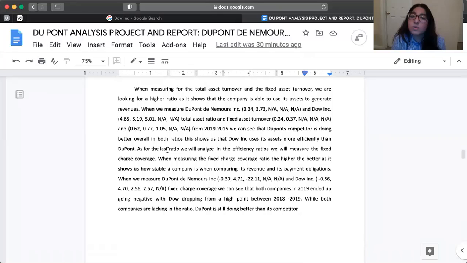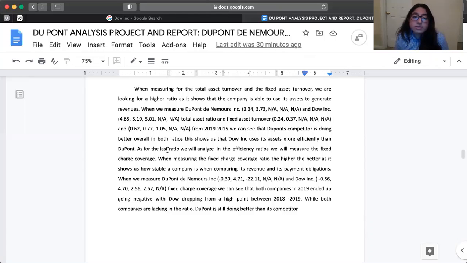When measuring for the total asset turnover and fixed asset turnover, we are looking for the higher ratio, as it shows that the company is able to use its assets to generate revenues. When we measure DuPont and Dow's total asset ratio and fixed asset ratio from 2015 to 2019, we see that DuPont's competitor is doing better overall in both of those ratios that is shown.